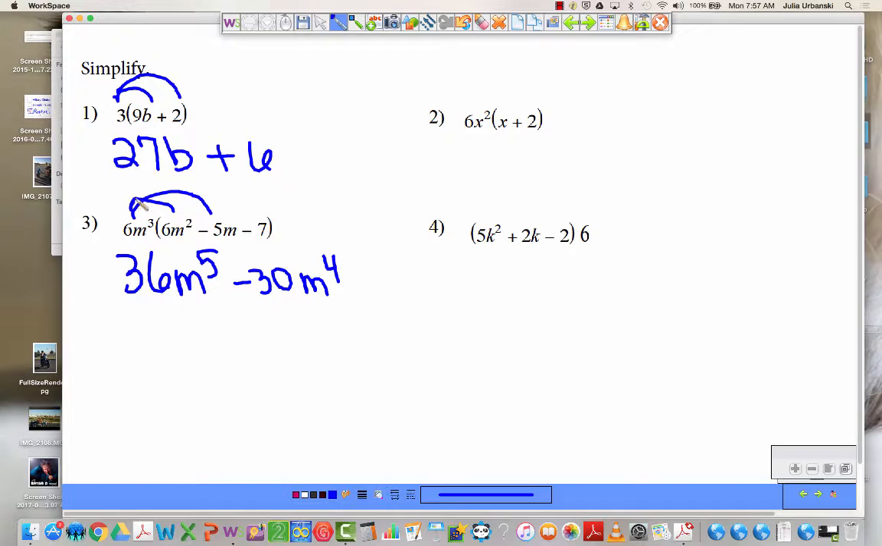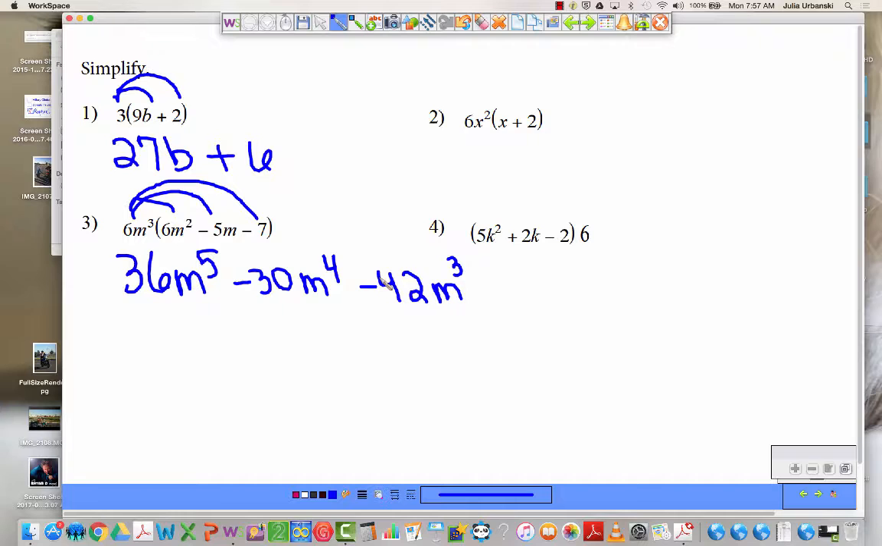And then we have 6m to the 3rd times negative 7. So we multiply the coefficients. 6 times negative 7 is negative 42. N to the 3rd and no m at all. Add that together, you get n to the 3rd. Okay, so just be careful about the exponents. That's going to be the hardest part, is just the exponents.